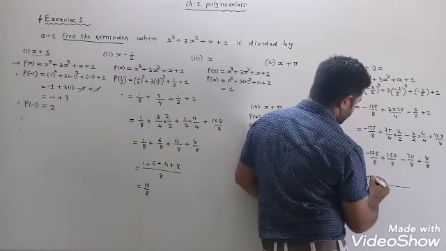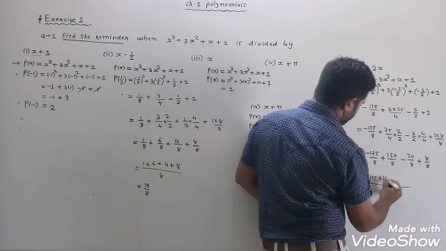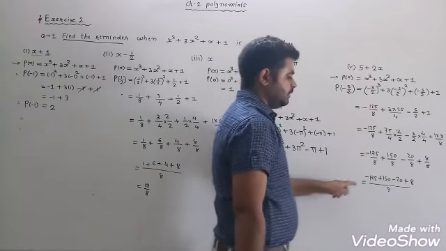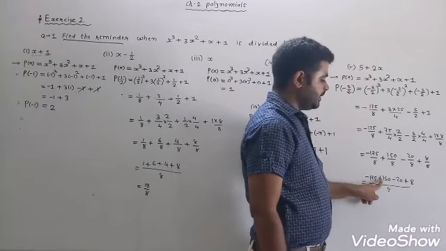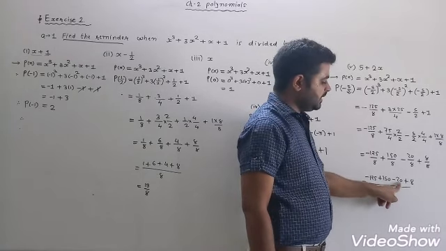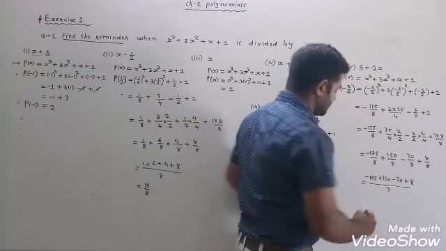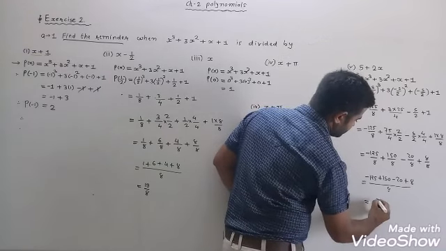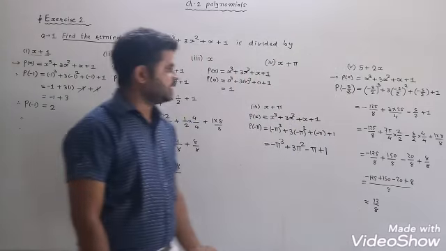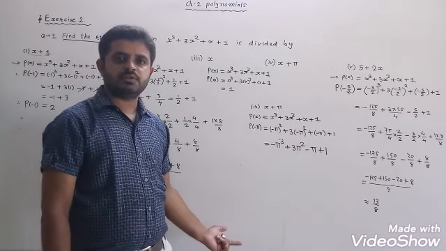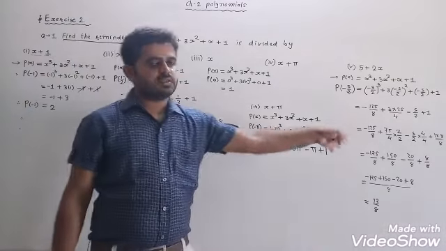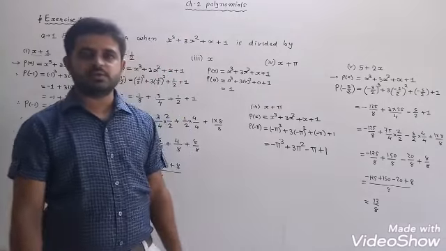So the denominator is the same. So minus 125 plus 150 minus 20 and plus 8. Now minus 125 and plus 150, so we have 25. 25 minus 20 we have 5. 5 plus 8 we have 13 divided by 8. It is the remainder. Okay. Try to solve this question yourself 2 times, then you can get an idea. This question and this question are important, so you have to calculate yourself.